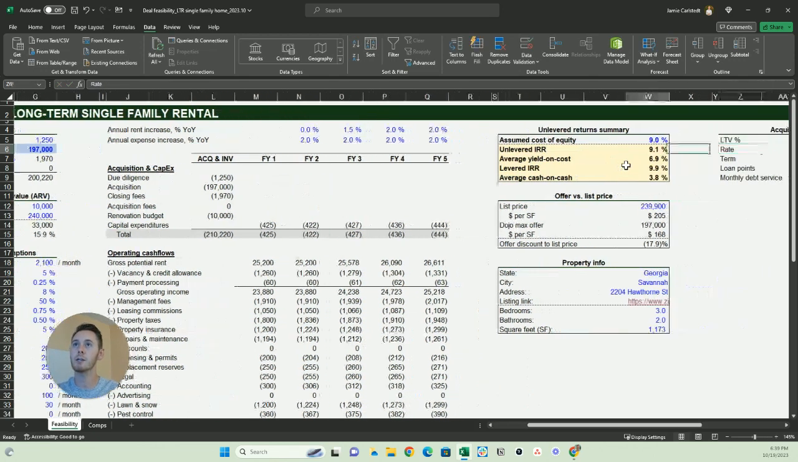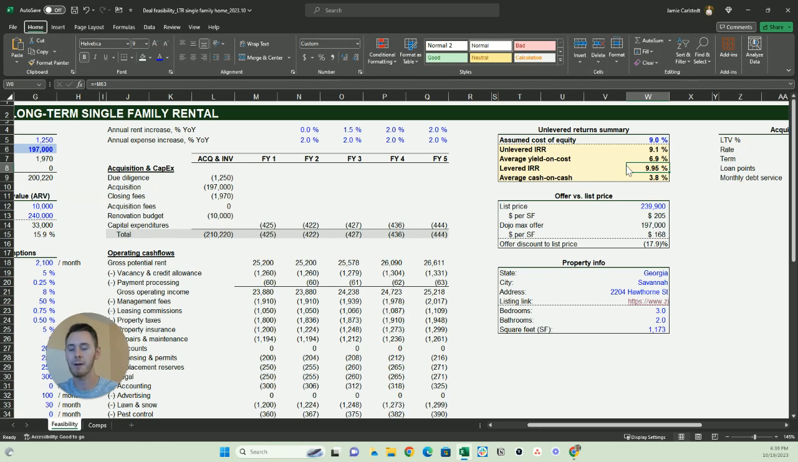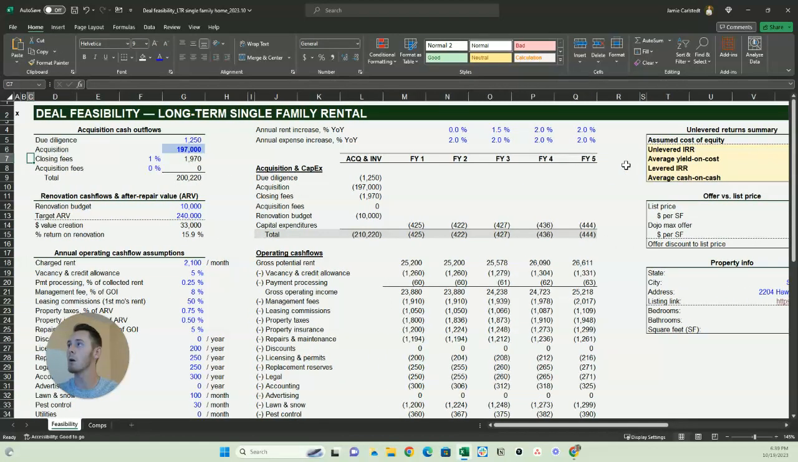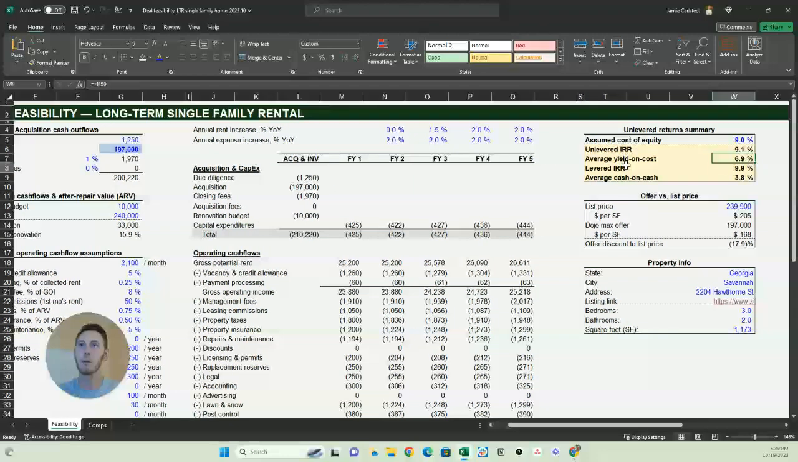So I'm going to change that there. You can see it's still, very slightly, I bumped that out. It's 9.95. Let's call that 10. So $197,000. If our requirement internally as an investor for this property was we have to hit a 10% levered IRR or no deal, well then we goal seek for 10% and we know that the maximum we can pay for the property with these assumptions for the entire deal is about $197,000.